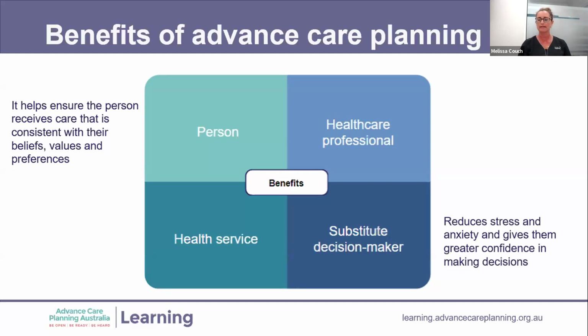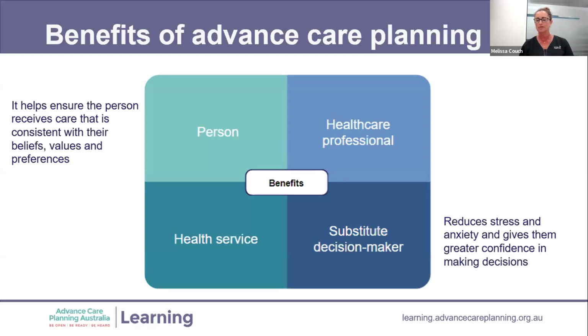For a substitute decision maker, the benefits of advanced care planning are that it reduces anxiety around making decisions on behalf of someone. So quite often we don't actually talk about a lot of our preferences for medical treatment, for whatever reason. Sometimes we're a bit nervous about bringing it up with our loved ones, where we can be worried about upsetting them and things like that.